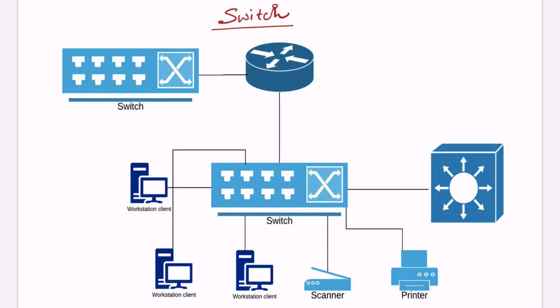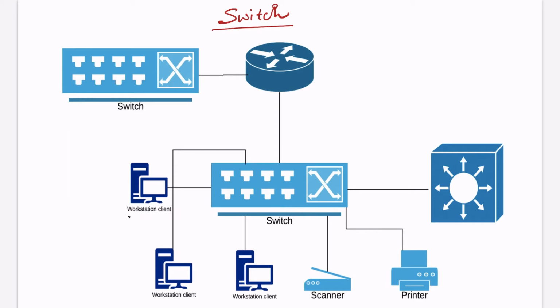In this video, I will discuss about network switch. What is a switch? It is basically a multi-port device which is used for connecting many network devices. Now, what kind of devices can be connected to a switch? You can connect any type of device which supports IP.